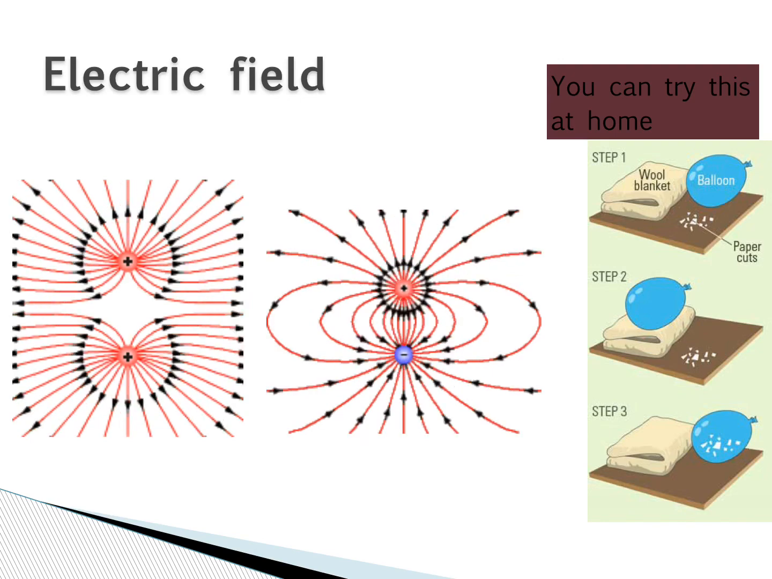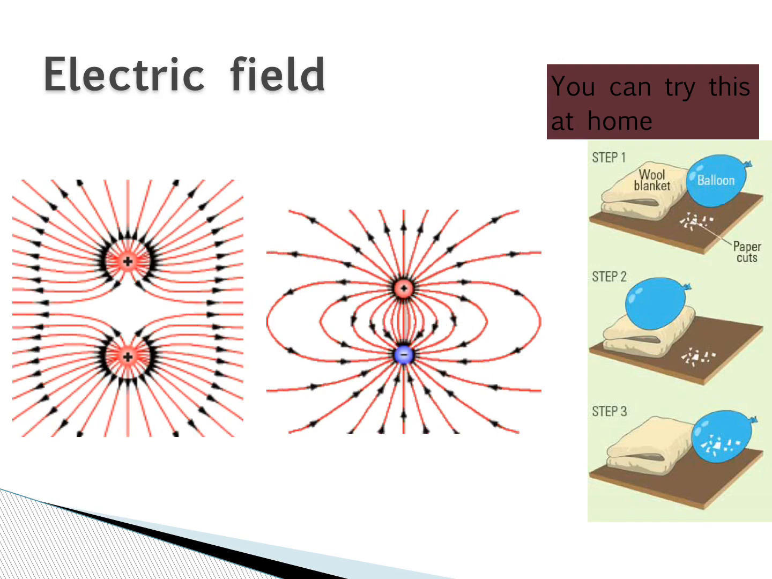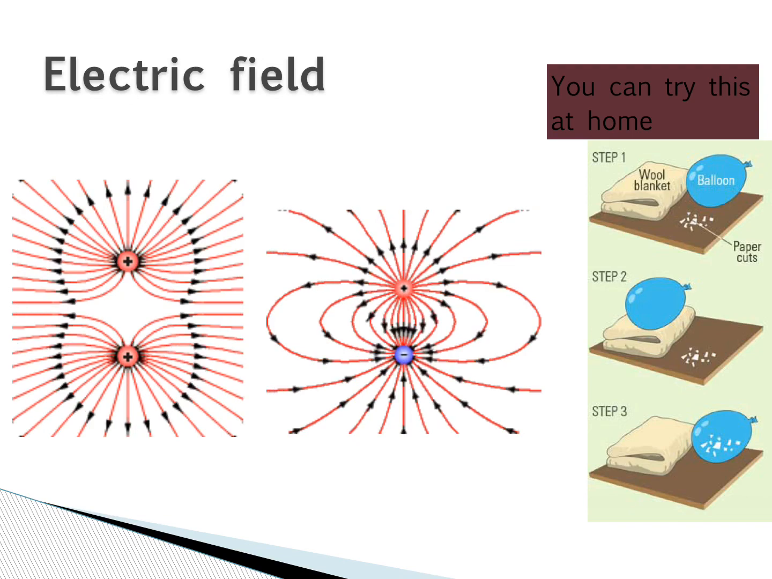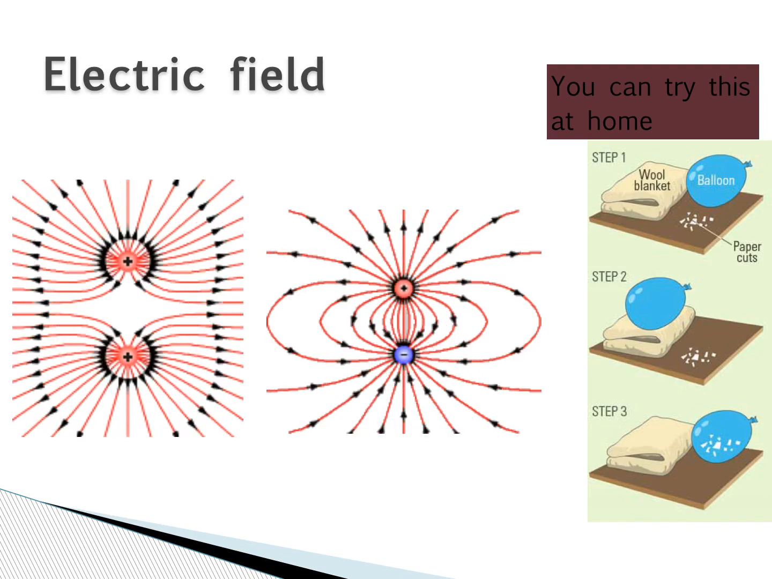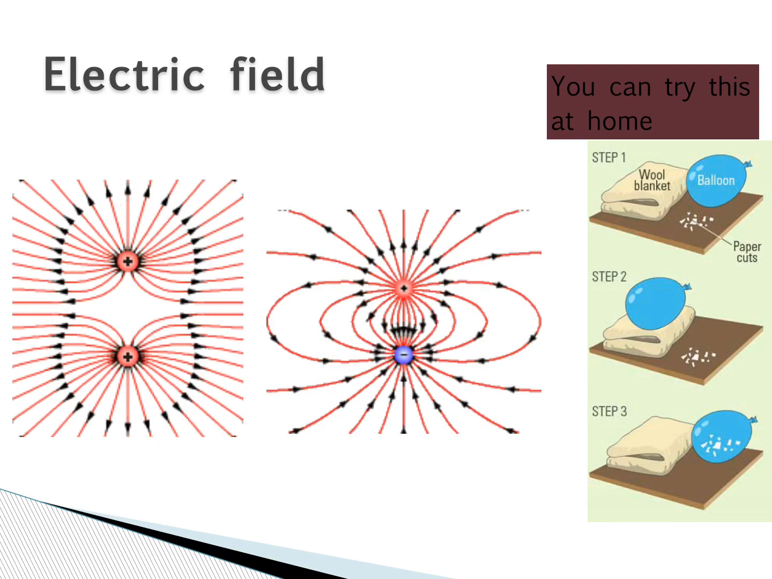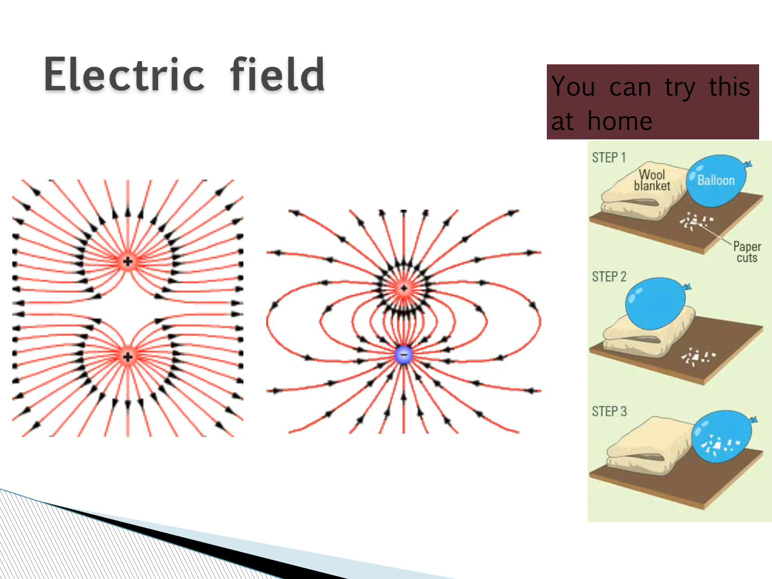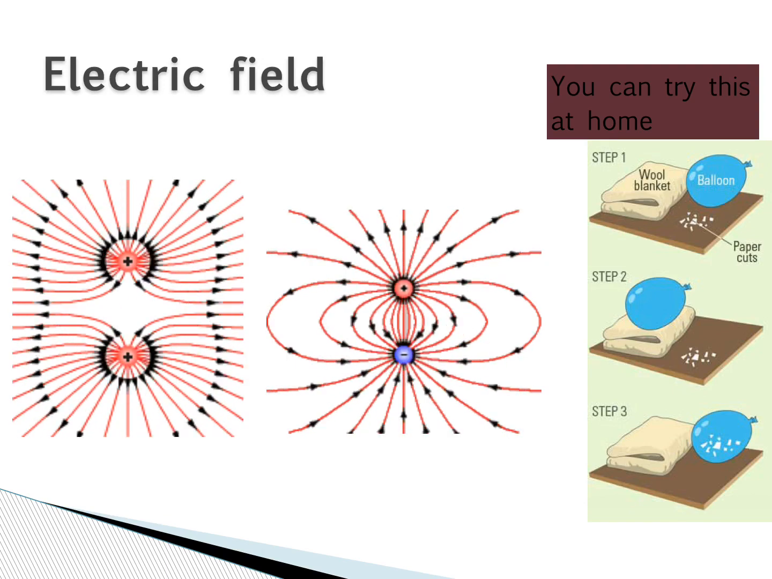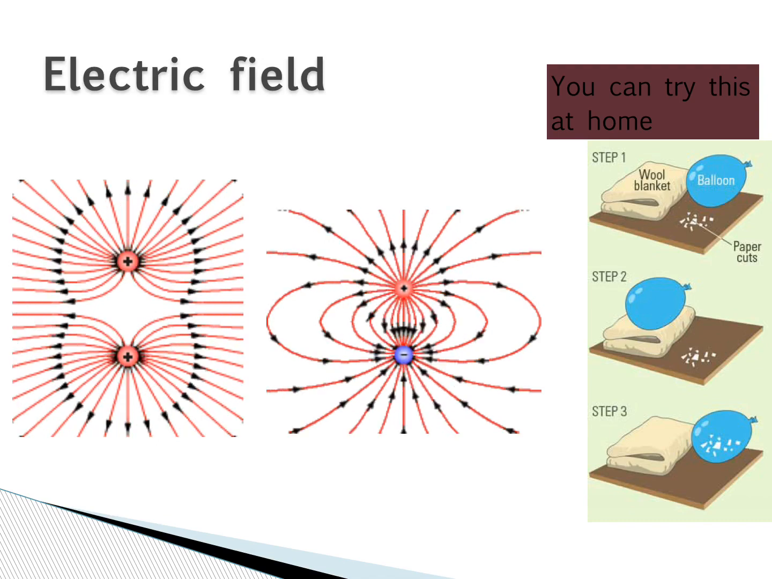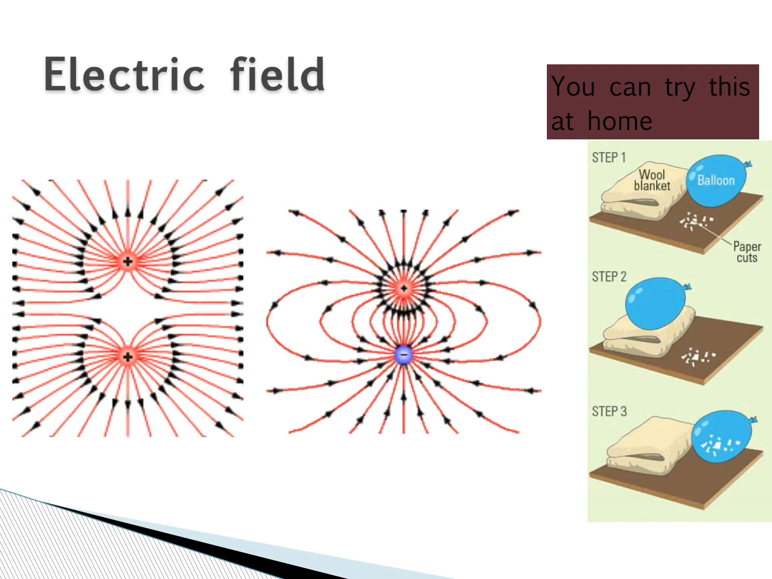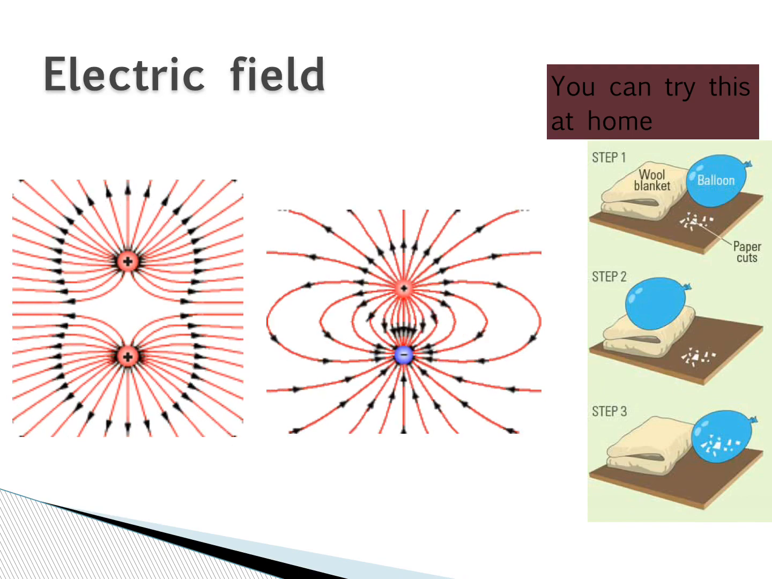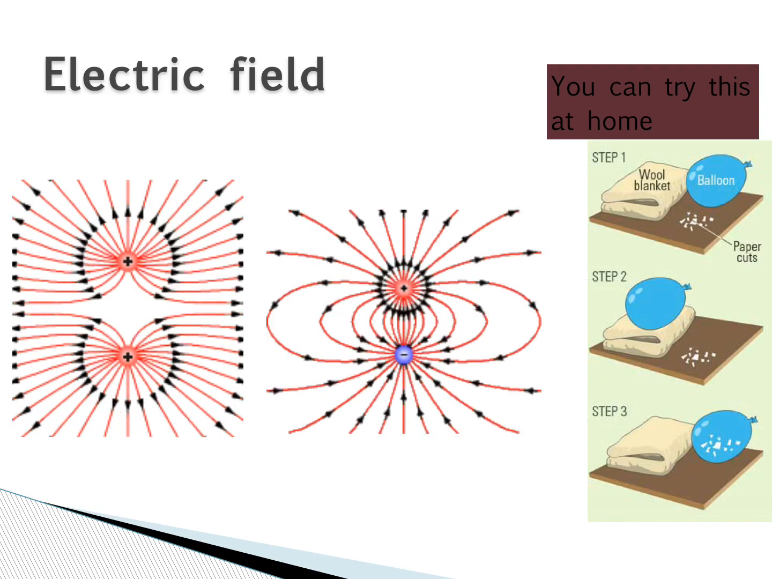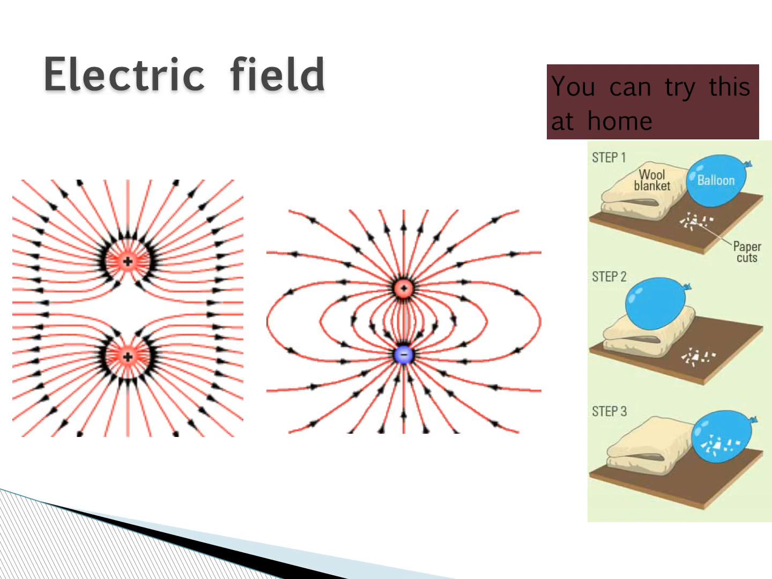Before we start this part, I want you to try this experiment at home. Your necessary tools are a balloon, tiny pieces of paper, and a wool blanket or anything made of wool. Try to do those steps step by step, and send me a picture of your result. Tell me what your result was.